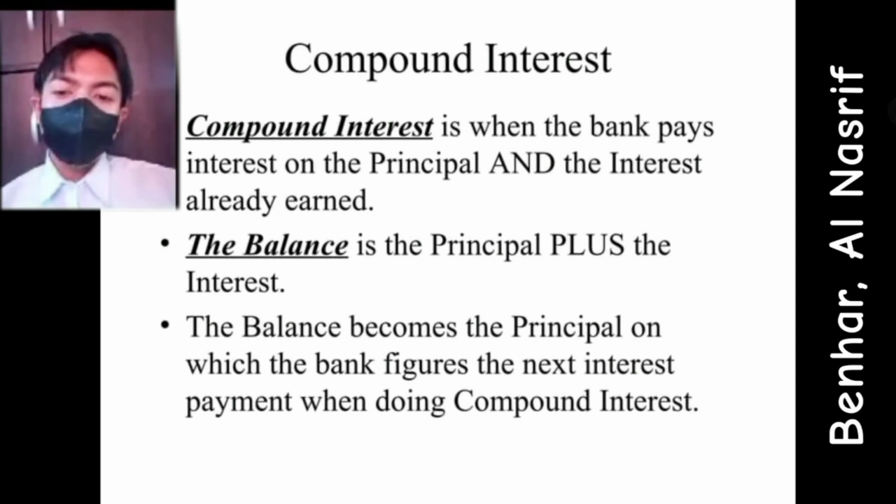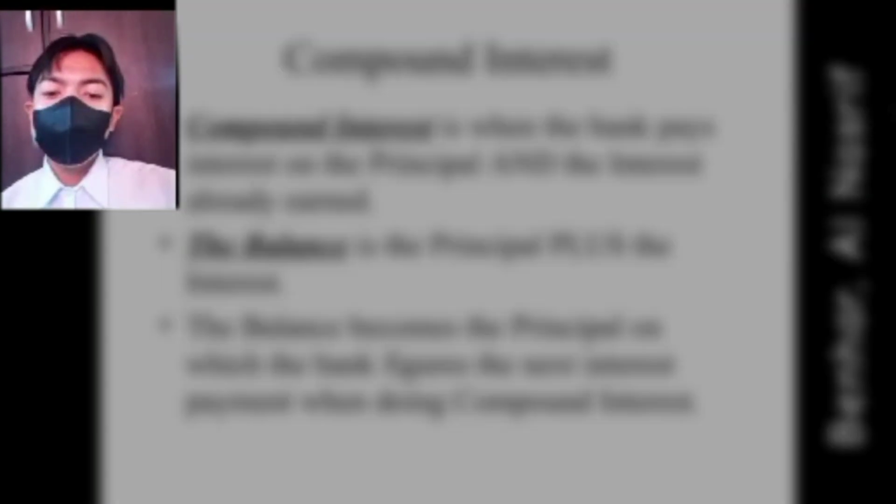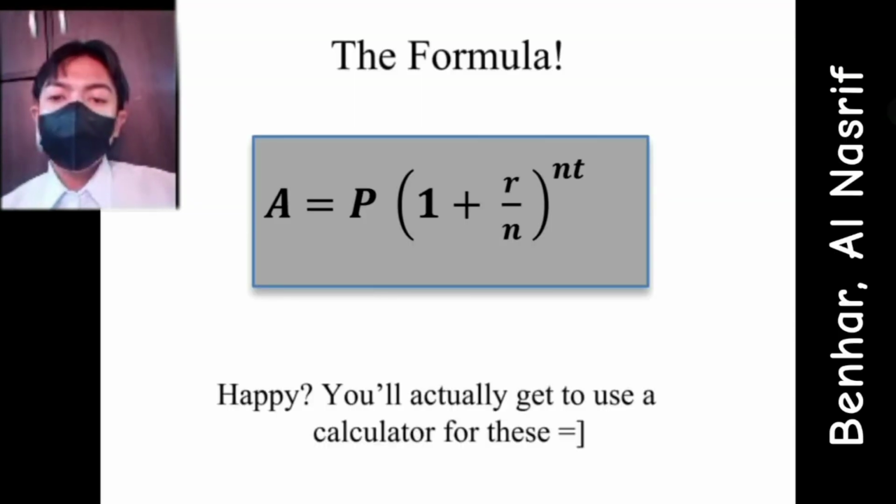Compound interest. Compound interest is when the bank pays interest on the principal and on the interest already earned. The balance is the principal plus the interest. The balance then becomes the new principal for the next period. This is the formula: A equals P times 1 plus r over n, raised to nt.